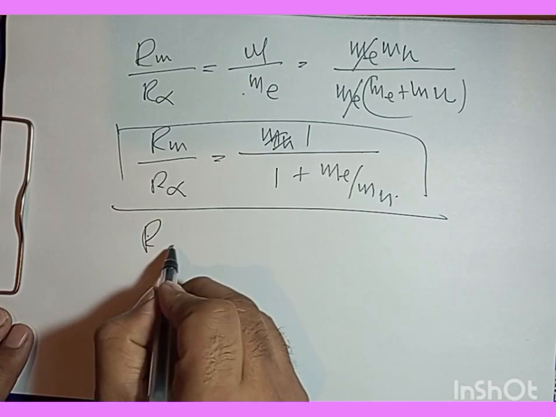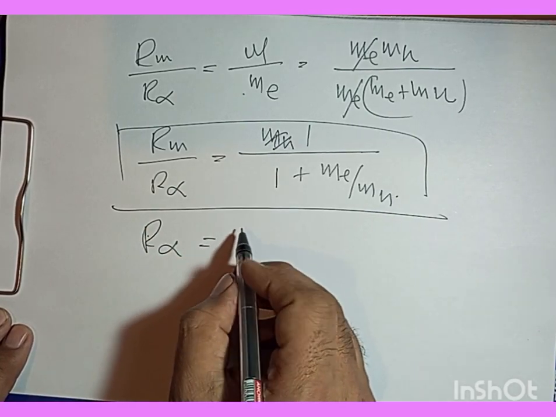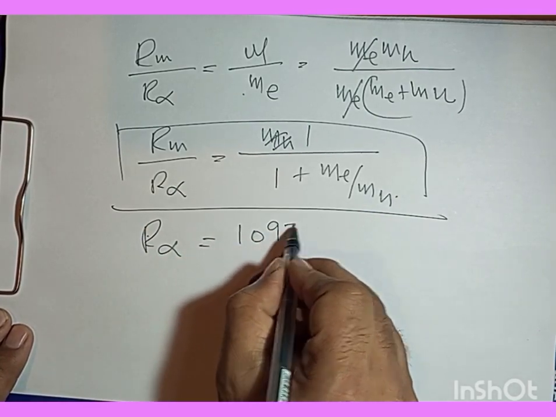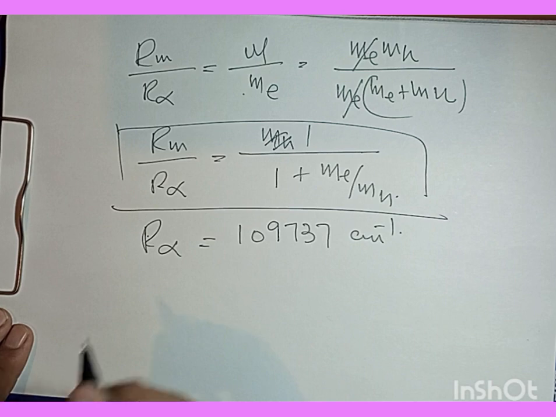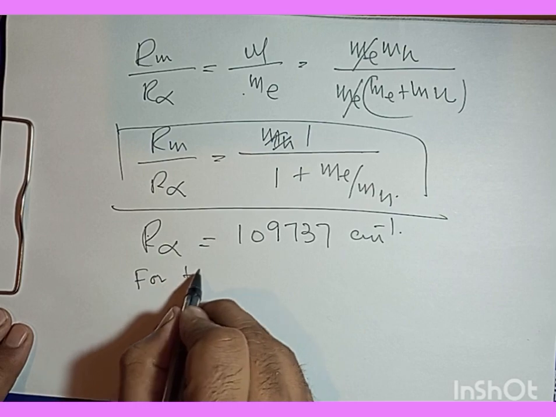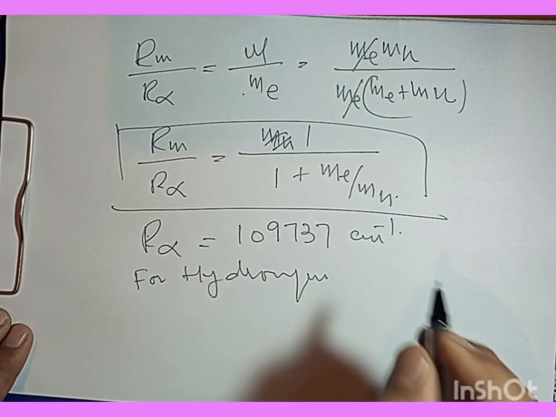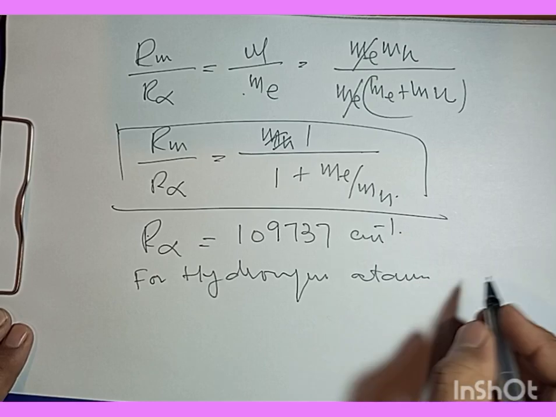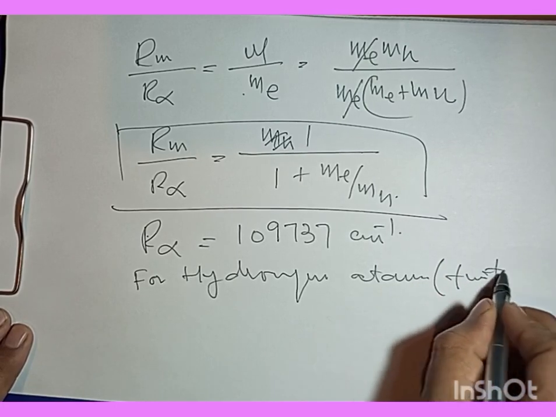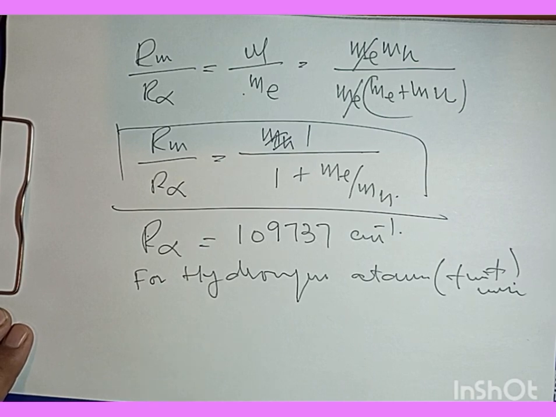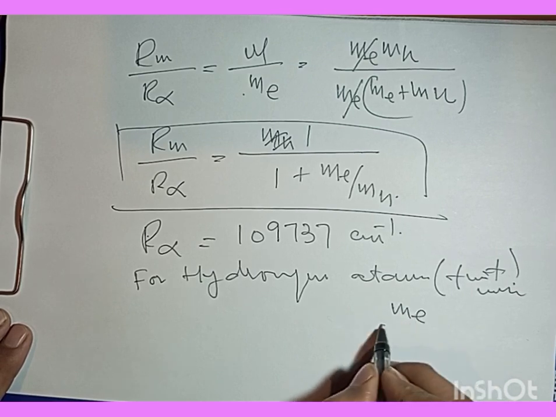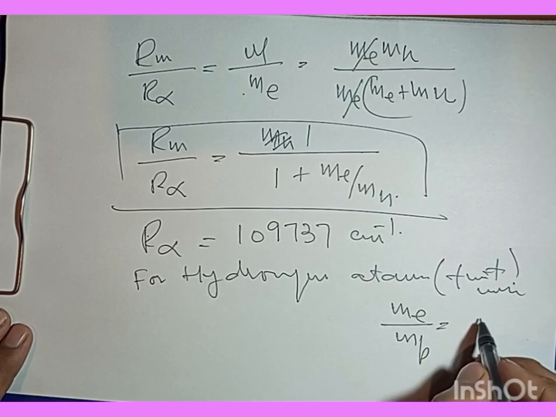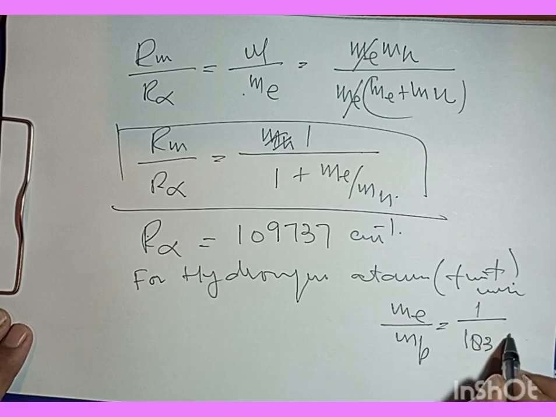Now this R infinity, what's its value? Its value is 109737 centimeter inverse. Now let us assume the hydrogen atom, where we take the finite mass of the nucleus. So taking the finite mass, what we will have is the mass of electron by mass of proton. This ratio is 1 by 1836.